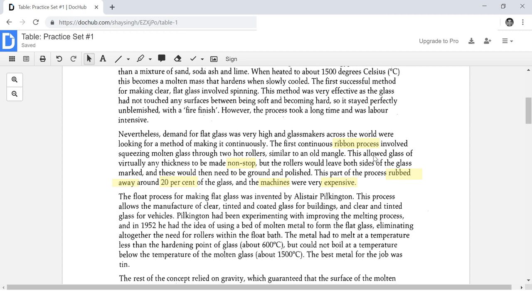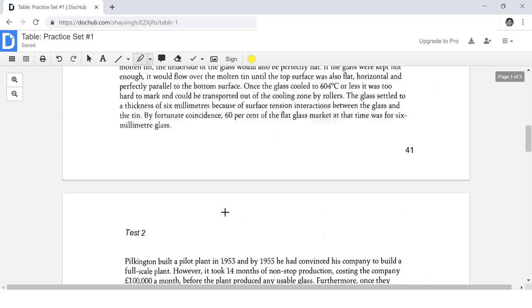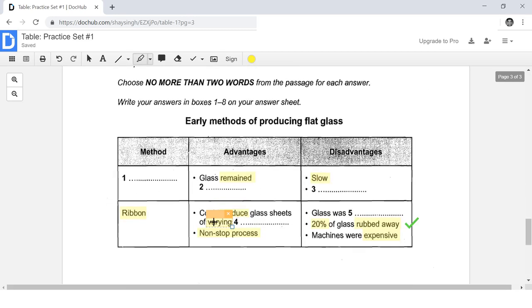And over here it says this allowed glass of virtually any thickness to be made non-stop. Okay, so any thickness, virtually any thickness. What is that a synonym for? Virtually any is synonym language for varying, that it could produce any type, any variation. Okay, so could produce glass sheets of varying thickness. Thickness is the correct answer. So thickness is the answer for number 4.